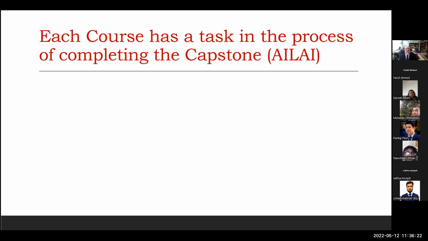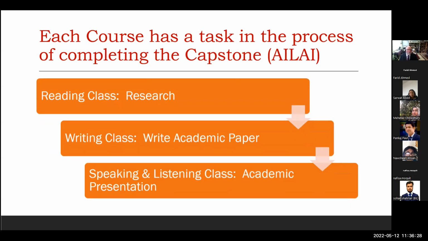Now, each course has a task in the process. Remember, they have a reading class, a speaking and listening class, and a writing class. So in the reading class, they do research. That's where they do the research. Go to the library, go to the digital archives, they do research. In the writing class, they write an academic paper of about 2,000 words. And then they have a speaking and listening class where they do an academic presentation. Okay.